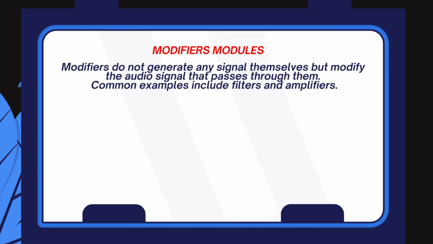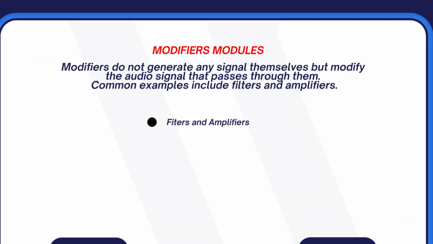2. Modifiers. Modifiers do not generate any signal themselves, but modify the audio signal that passes through them. Common examples include filters and amplifiers.